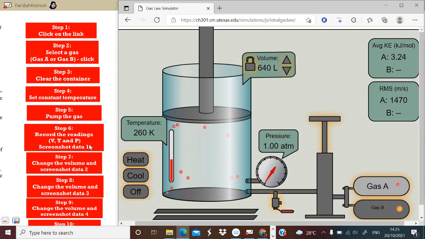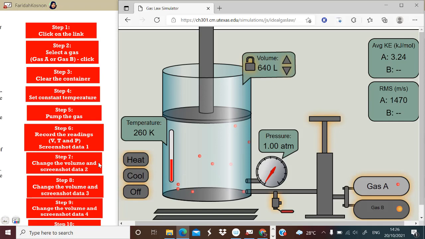Jadi, apa yang saya nak pelajar buat adalah record the readings. Apa yang kita nak record kat sini? Volume, temperature and pressure. So sebelum you record tu, saya rasa you kena screenshot lah data tu dulu kan, sebab nanti susah pula nak tulis. Jadi kita screenshot dulu sama ada guna laptop ataupun handphone. Lepas tu, itu baru bacaan pertama. Now you are going to get the second reading.